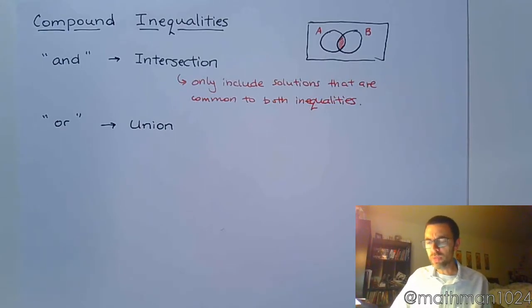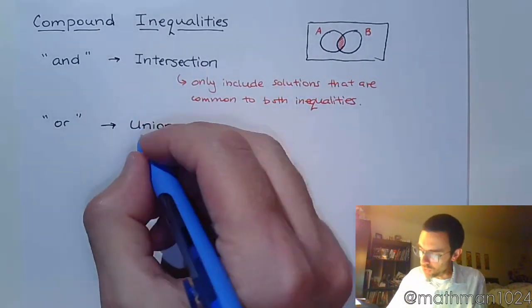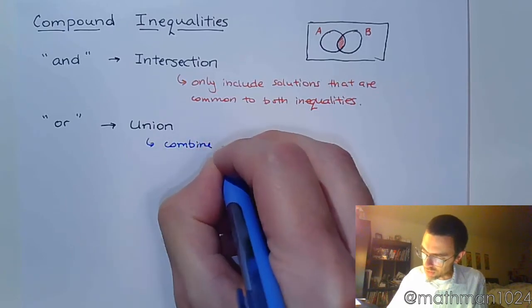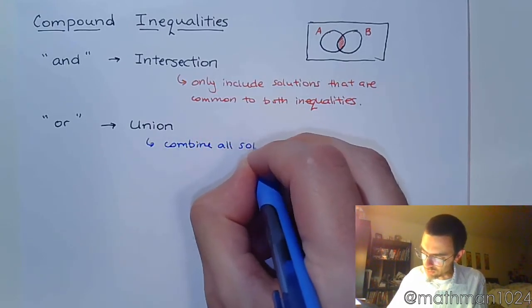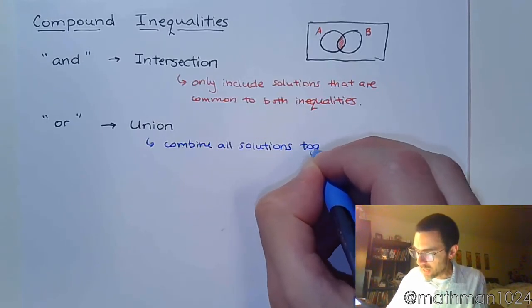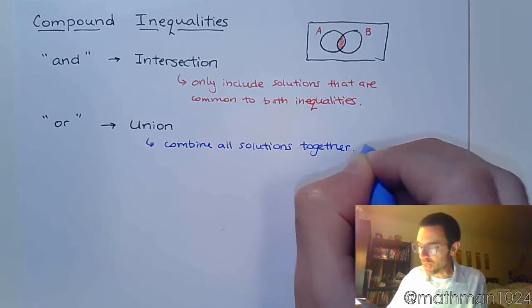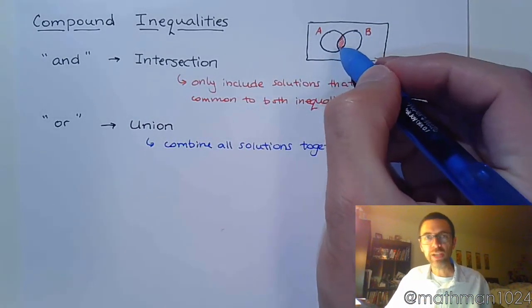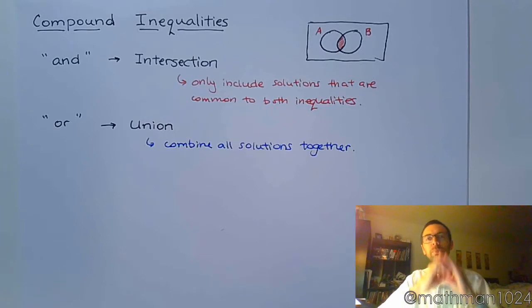The word "or," though, means something a bit different. So "or" means union. And union means combine all solutions together. And it's not only combining those that are true for both of them. If it's true for one or the other, it doesn't matter. So these don't even have to be connected. An intersection has to be connected. There has to be some kind of overlapping area, not for a union.